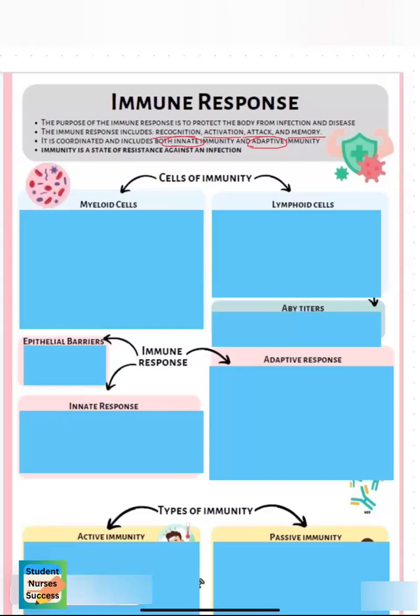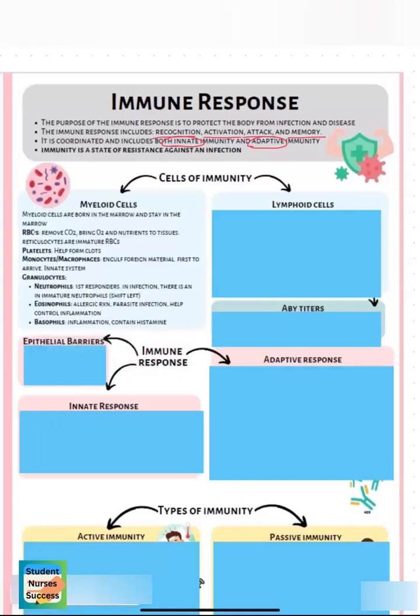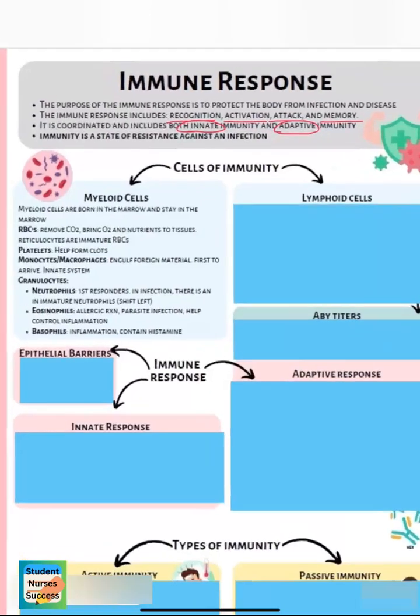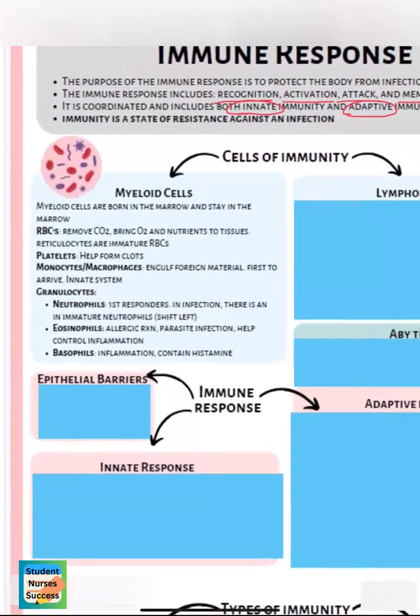I'd like to first begin by talking about the cells of immunity and what's important in immunity. Within the myeloid cells, and if you remember, myeloid cells are cells that are born in the bone marrow and stay in the bone marrow. The myeloid cells include the red blood cells, the platelets, the monocytes and macrophages, and the granulocytes. Now, the red blood cells we know remove carbon dioxide and bring oxygen and nutrients to the tissues. And we know that baby red blood cells, or immature red blood cells, are known as reticulocytes. So that's important for immunity because you have to be well nourished and you have to have good blood flow.